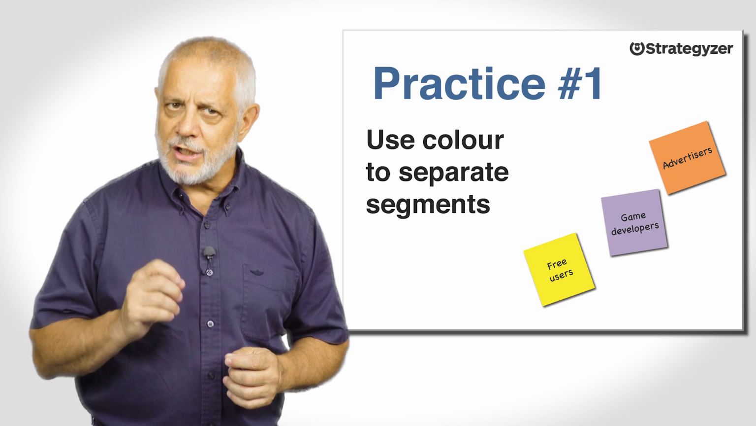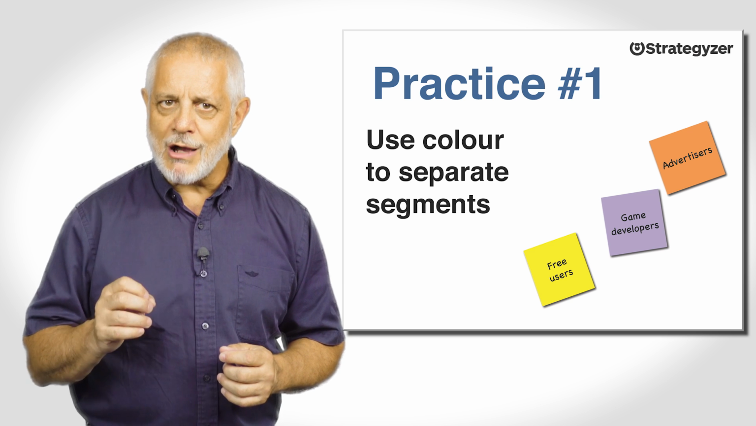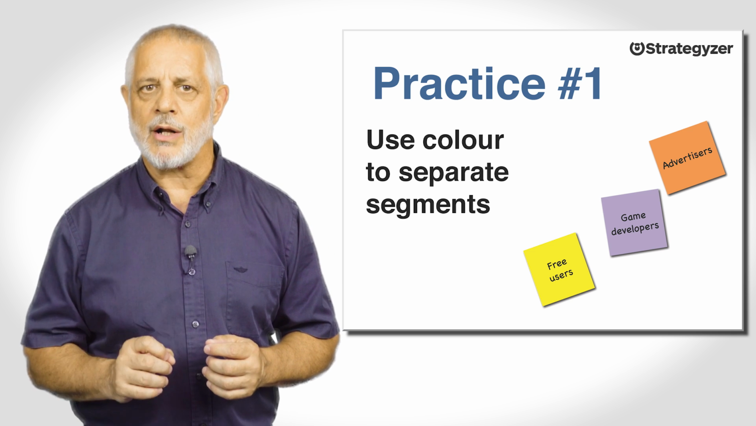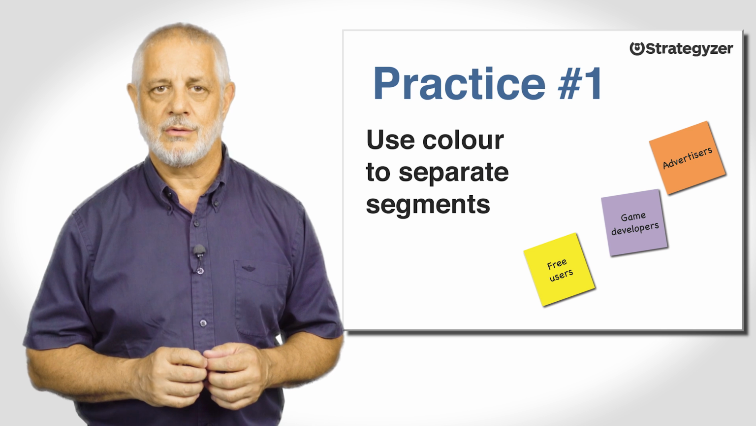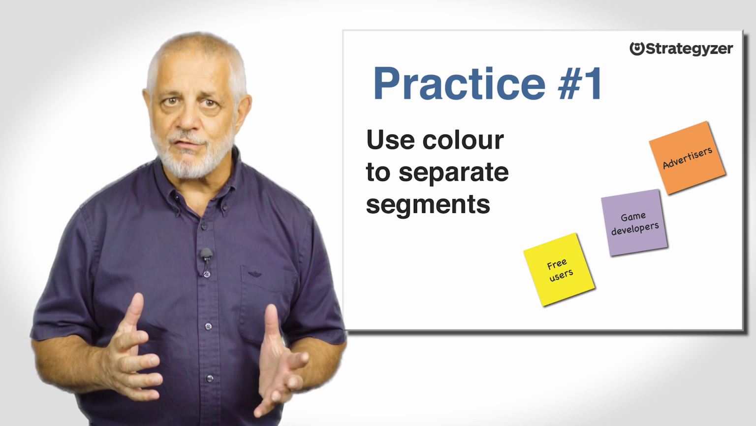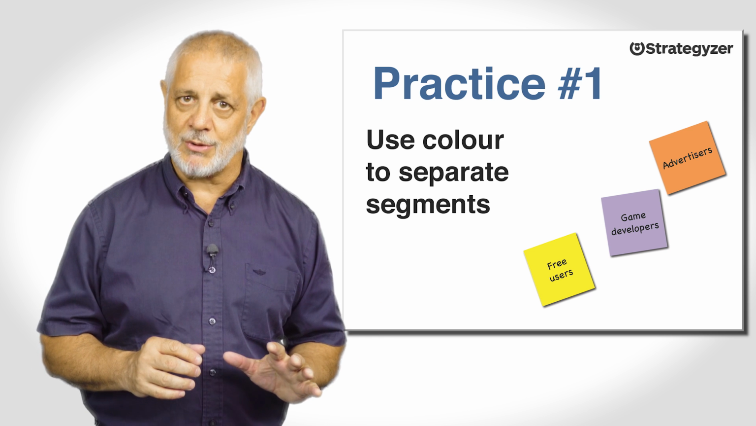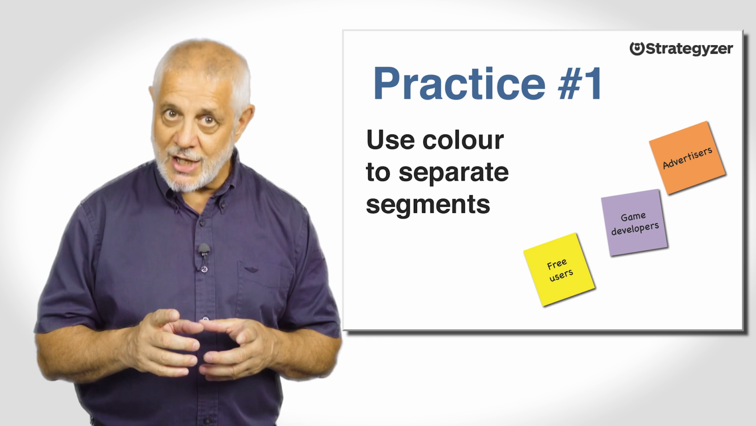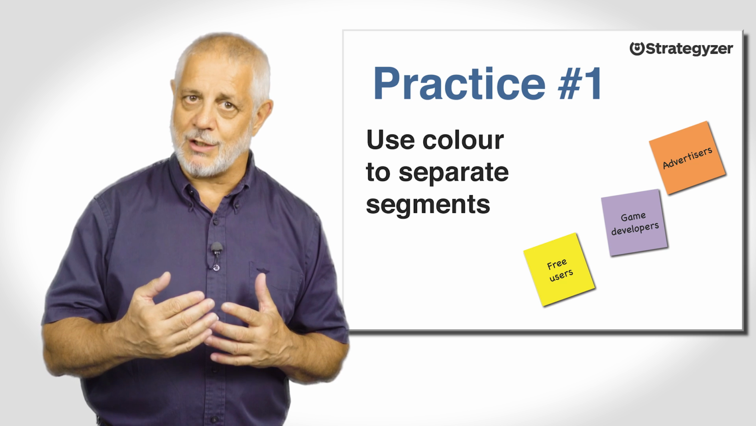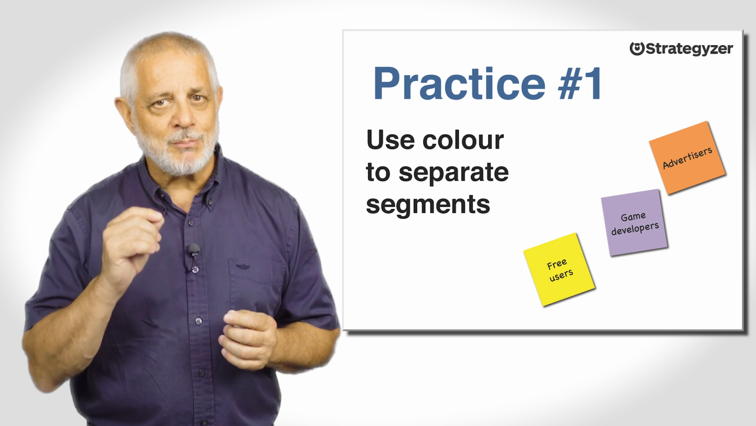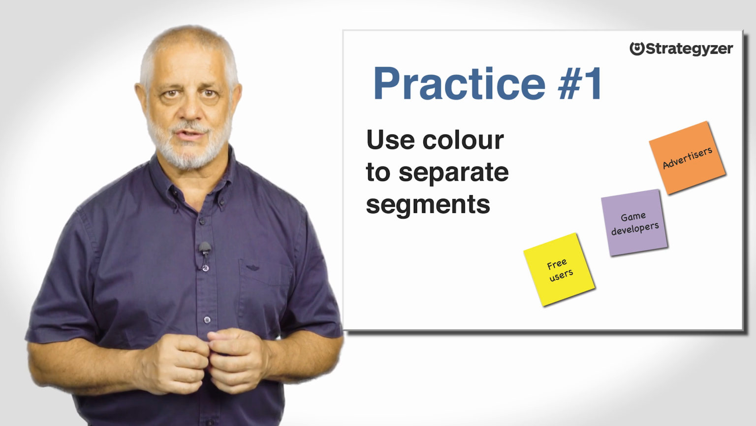Using a different color for each of the identified customer segments allows you to see which part of the business model applied to which segment. Once the segments have been identified, start with one color and work out the business model for that segment. When you have a good take on that segment, start the next segment. Try to avoid jumping back and forth between segments.